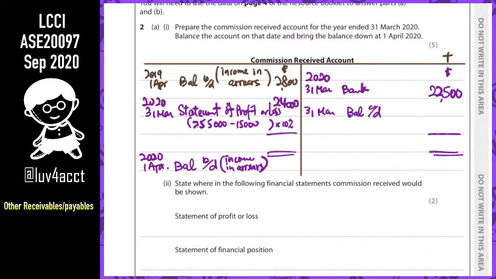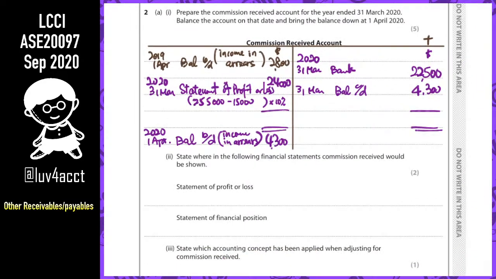24,000 here. So 24,000. Okay, that means you will have a balance of 4,300 here. Okay, finished. 5 marks. Okay, one for date and description, I think.